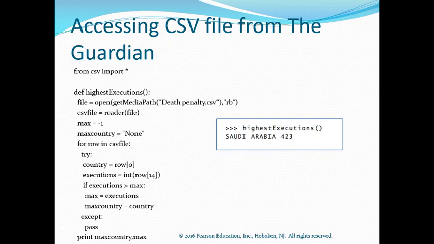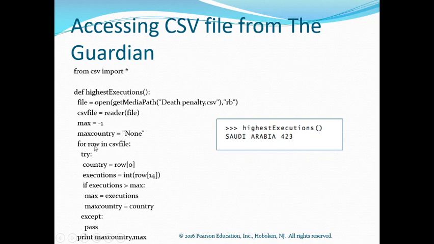So again, you can take this example if you want to go through it. I don't have the death penalty CSV locally, but if I did and I ran through this, we can just go through this real quick. It gets all the data, it does all that stuff. It sets the max to -1, right? What this is trying to do is find the highest number of executions. So it initializes a variable called max to -1 and max country to none. And then for row in CSV, we learned this for loop previously, right?